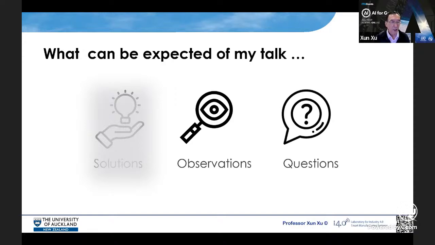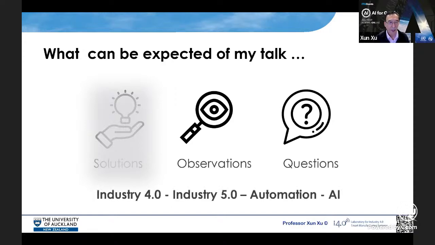The keywords for today, as you've seen in the title, are Industry 4.0, Industry 5.0, automation for manufacturing, and AI, of course. So these are the 4 keywords. I'll stay with these 4 keywords and perhaps divide my talk into 4 quarters if I can. But these are all very big terms, so you might find me jumping from here to there. Just bear with me. I'll come to a cohesive concluding remark at the end.